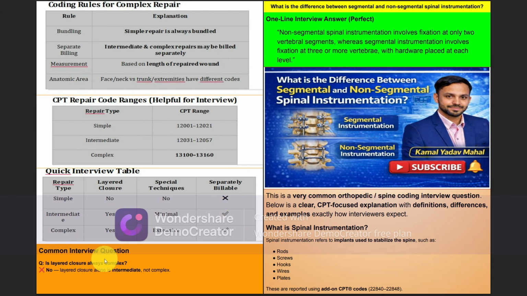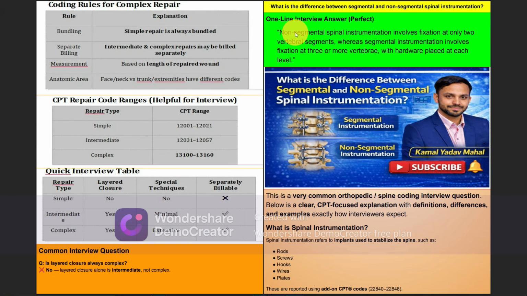Common questions asked in an interview: is layered closure always complex? Answer is no. Layered closure alone is intermediate, not complex. Next question is coming here. You will see that: what is the difference between segmental and non-segmental spinal instrumentation? So, one-line interview question.